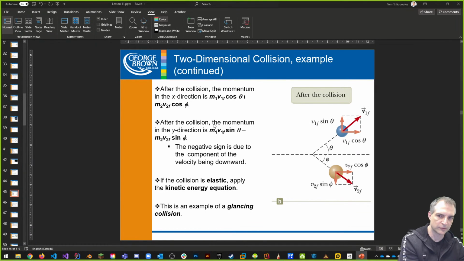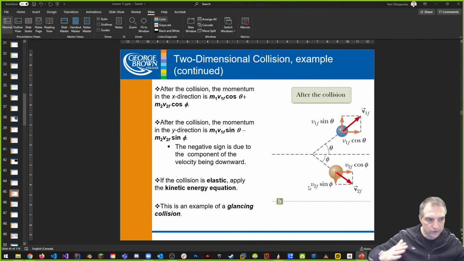So after the collision, the momentum in the y direction is m1 v1 final sine theta minus m2 v2 final sine phi. Okay, that's the momentum in the y-axis, and momentum is conserved. If the collision is elastic, we apply the kinetic energy equation. This is an example of a glancing blow, or a glancing collision, where things glance off each other and bounce, almost like reflecting in some ways.